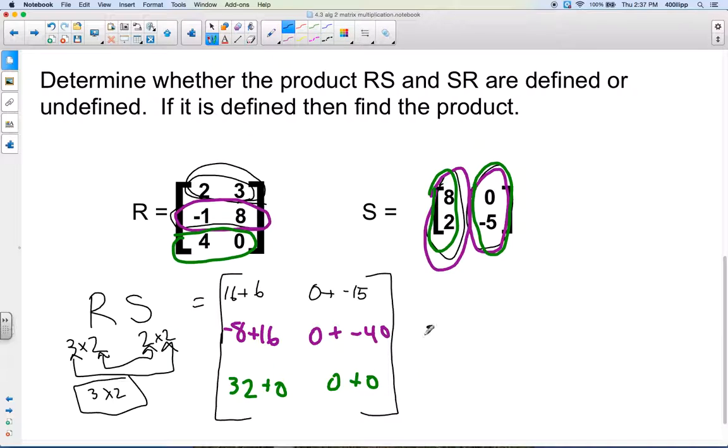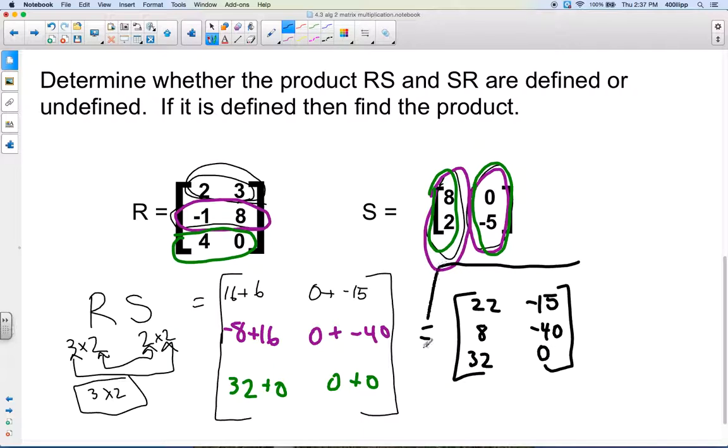Okay, so now we can finish this up here. We got 16 plus 6, that's going to give us a 22. 0 plus negative 15 is a negative 15. 16 minus 8 is an 8. 0 plus negative 40 is a negative 40. 32 plus 0 is 32, and 0 plus 0 is 0. Here's our product of RS. RS is equal to the product we just found. We knew it was going to be a 3 by 2 because of this here.